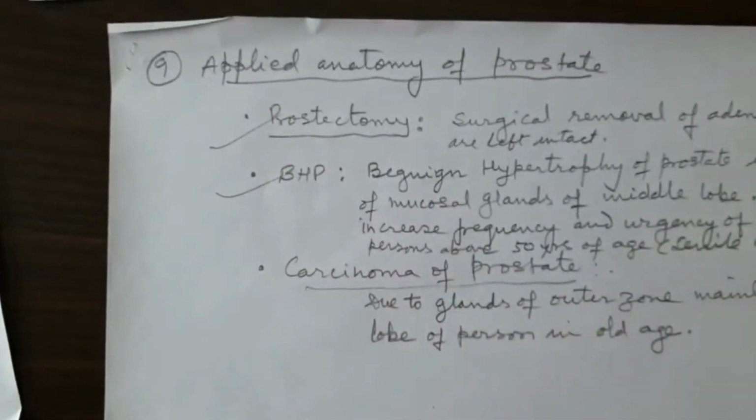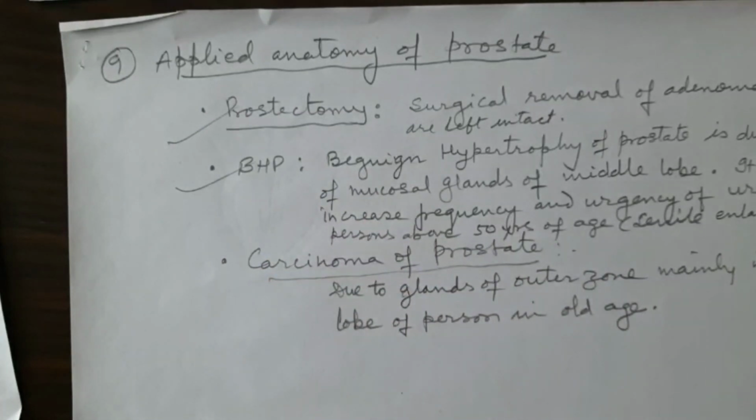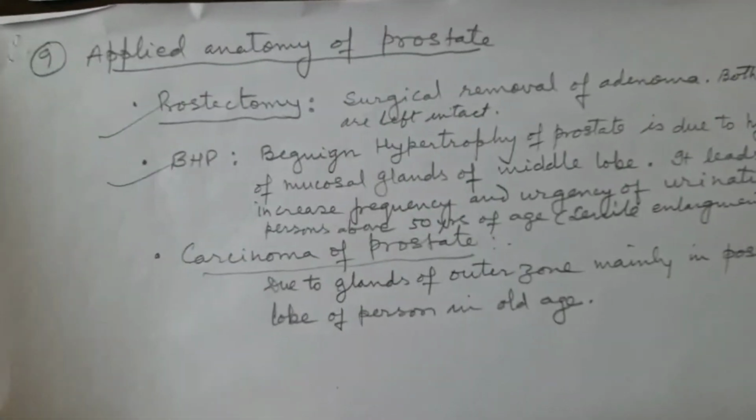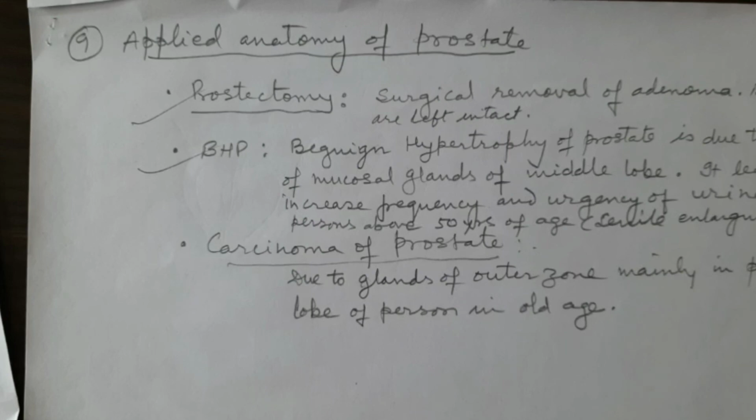The second applied importance, which is very important, is the benign hypertrophy of prostate, mostly of the median lobe. Benign hypertrophy of prostate is due to hypertrophy of the mucosal glands of the middle or median lobe. I told you that the glands of the innermost zone, which are just beneath the mucous membrane, get enlarged, and that is called benign hypertrophy. Benign means non-cancerous, and it leads to an increase in the frequency and urgency of urination in persons above 50 years of age.